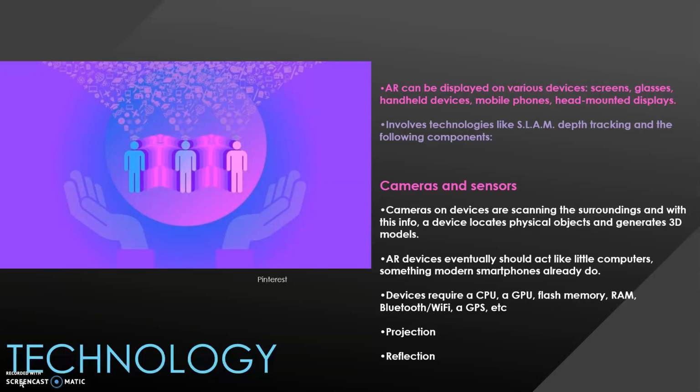So cameras and sensors. Cameras on devices are scanning the surroundings with this info. A device locates physical objects and generates 3D models. AR devices eventually should act like little computers, something that modern smartphones are already doing. Devices also require a CPU, a GPU, a flash memory, a RAM, Bluetooth or Wi-Fi, a GPS, and the list goes on.